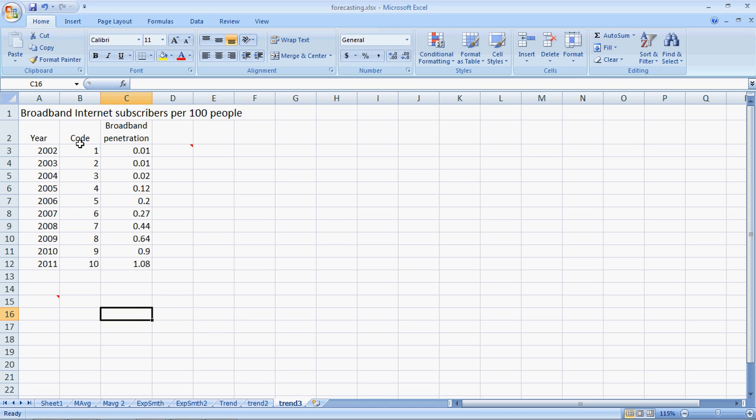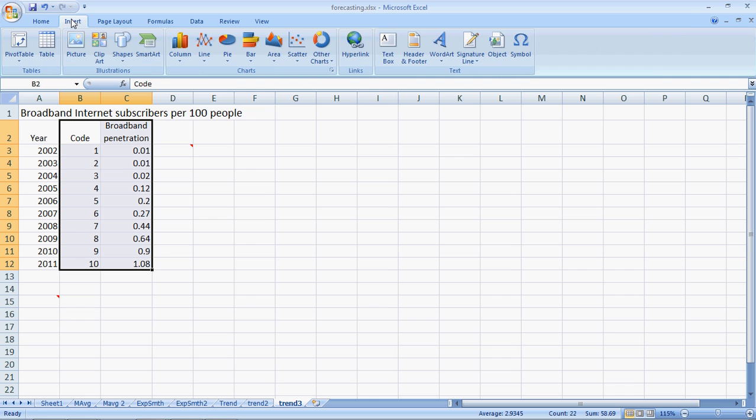In this particular example, we have replaced the year with a code. So 2002 is replaced by 1, 2003 is replaced by 2, 3, and so on. Is it compulsory for us to do it? No. I'm just trying to use it as another example of something different. We select the code and the broadband penetration. We have selected the labels again.